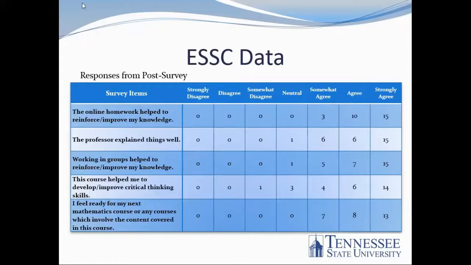This course helped me to develop or improve my critical thinking skills. All of the students felt that this course had positively improved their critical thinking skills. For the statement, I feel ready for my next mathematics course or any courses which involve the content covered in Calculus 1, all of the students agreed. So the students had positive attitudes after taking the revitalized Calculus 1 course.